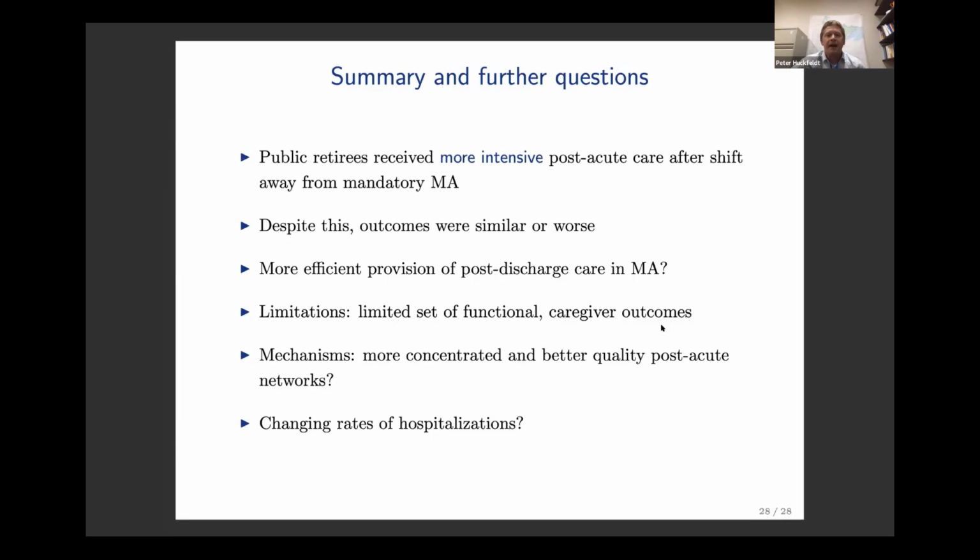And then finally, I think an important underlying question that's difficult to look at in our current data is just what's happening to the overall rate of hospitalizations after this change in benefits, because that's really our underlying denominator. And I hope that's something we can dig into more in the future.